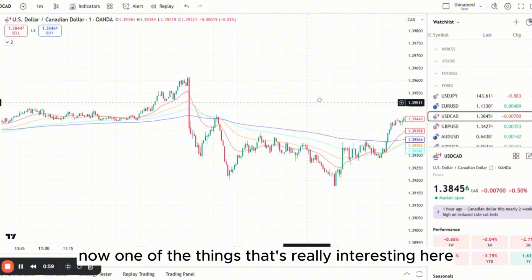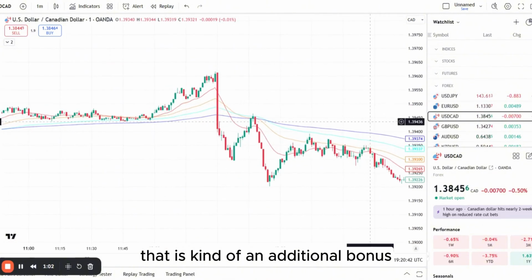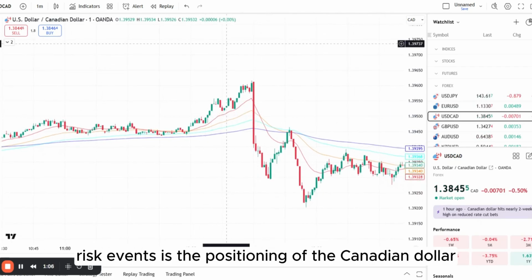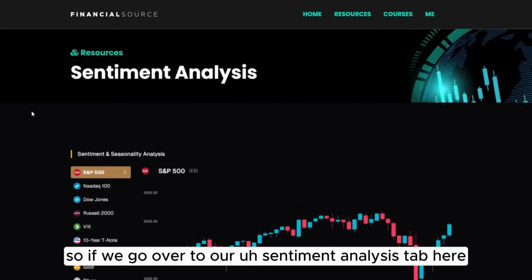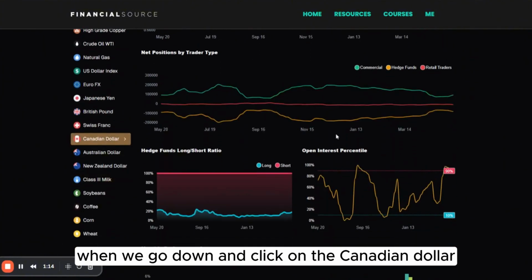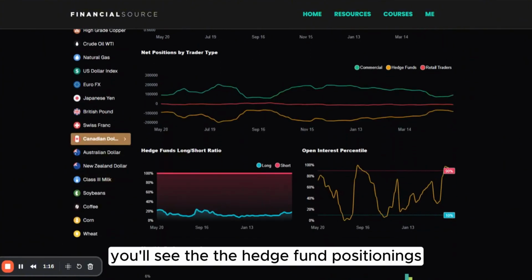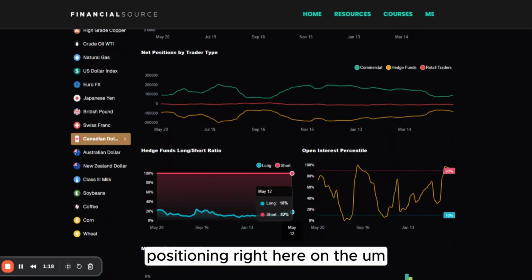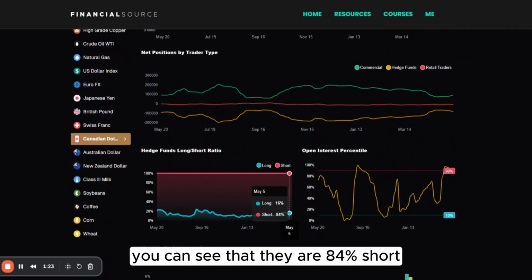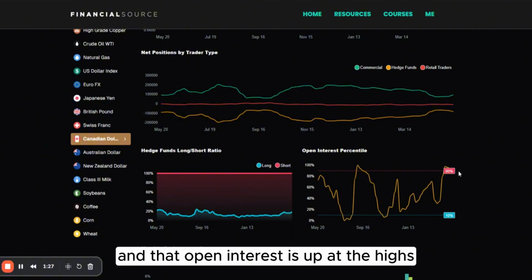Now, one of the things that's really interesting here that is kind of an additional bonus thing to consider when trading risk events is the positioning of the Canadian dollar. So if we go over to our sentiment analysis tab here, you can see when we go down and click on the Canadian dollar, you'll see the hedge fund positioning right here on the Canadian dollar. And you can see that they're 84% short, and that open interest is up at the highs.